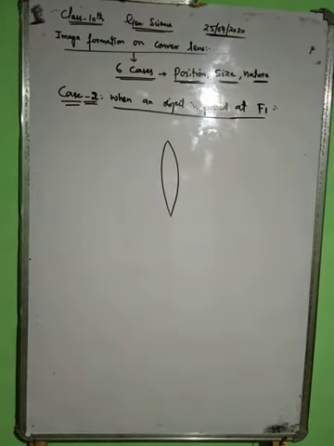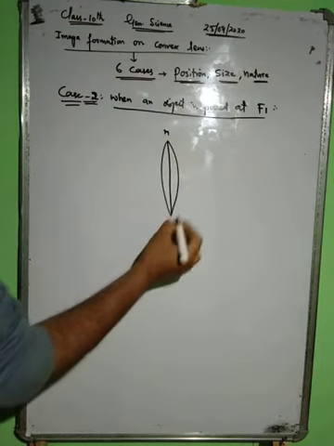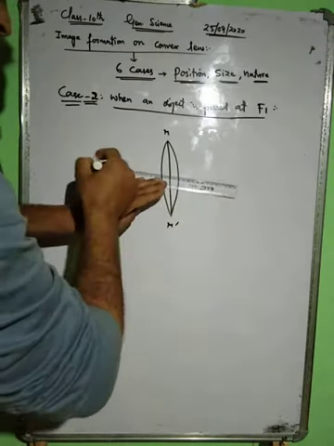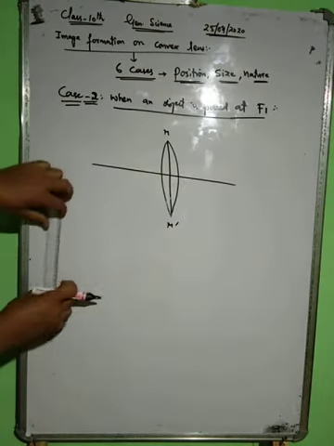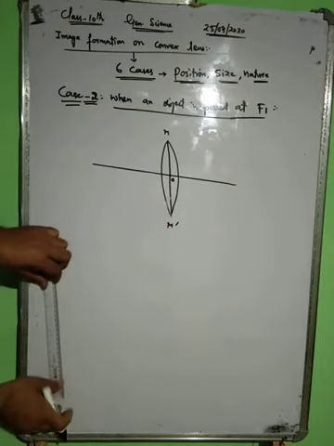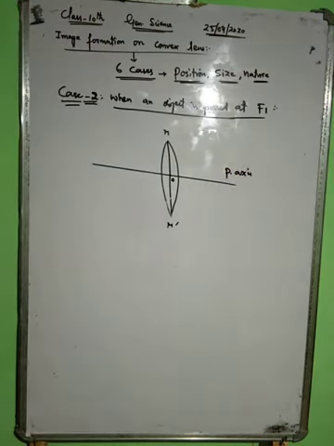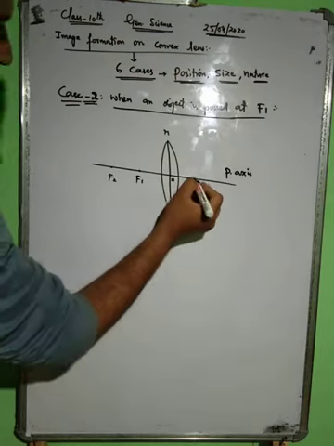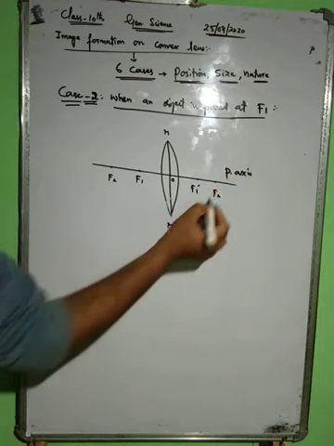So this is the convex lens whose aperture is MM dash. Here we pass a straight horizontal line through the optical center of this convex lens, this imaginary horizontal line known as the principal axis. Here this is F1, this is F2. Here it is F1 dash, this is F2 dash.